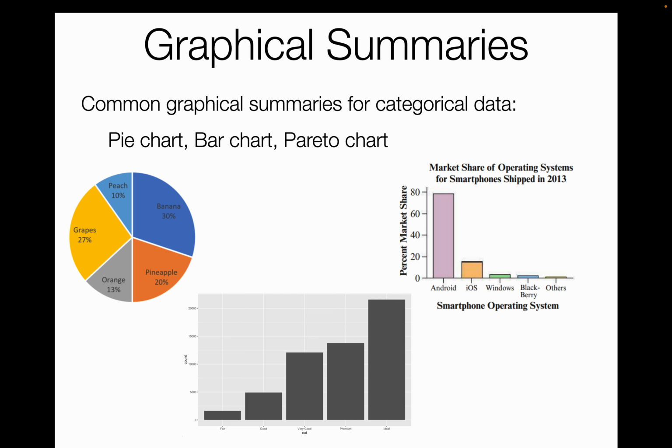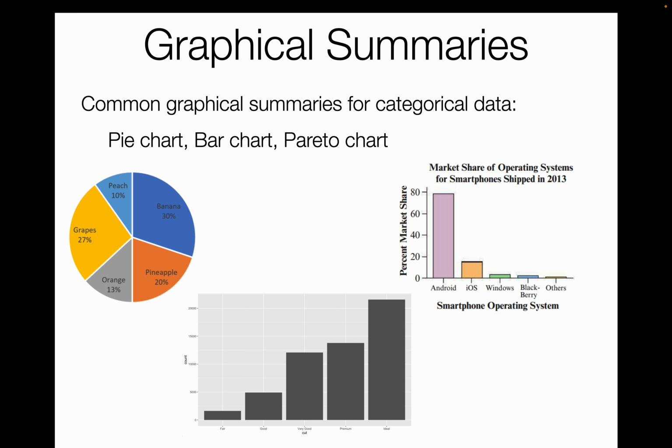Okay, so important notes about graphical summaries for categorical data. Although they're popular, most statisticians do not like pie charts. There are a number of people out there that have strong opinions about pie charts. And the biggest gripe that people have against pie charts is that they are hard to read and easy to misinterpret.